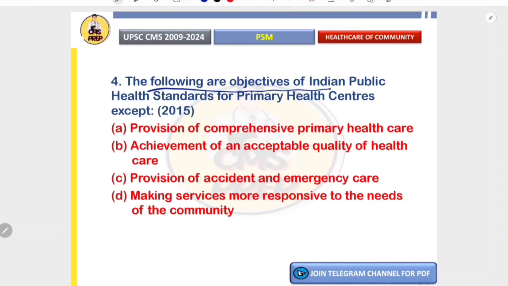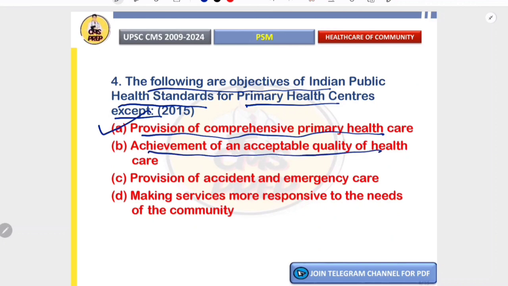The following are objectives of Indian Public Health Standard for primary health care centers except? Provision of comprehensive primary health care. Yes, it is correct. Achievement of an acceptable quality of health care. Yes, it is also correct. We have to maintain minimum quality standards. Option D, making services more responsive to the needs of the community. Yes, the services should be community friendly. Odd one out is C.